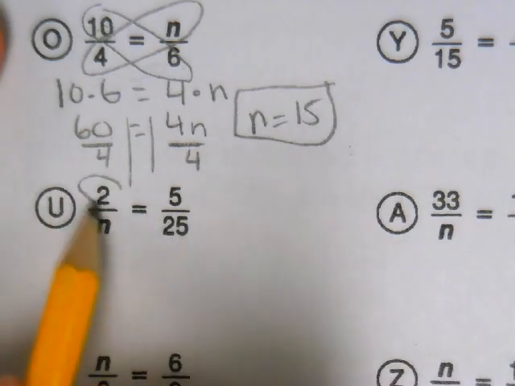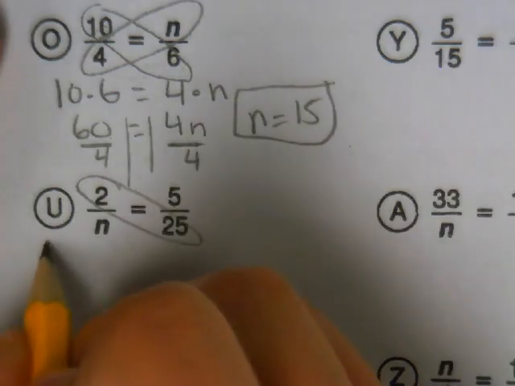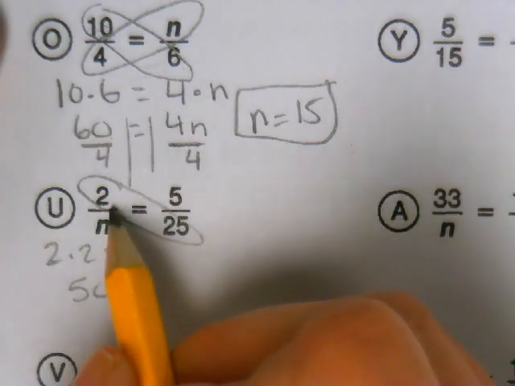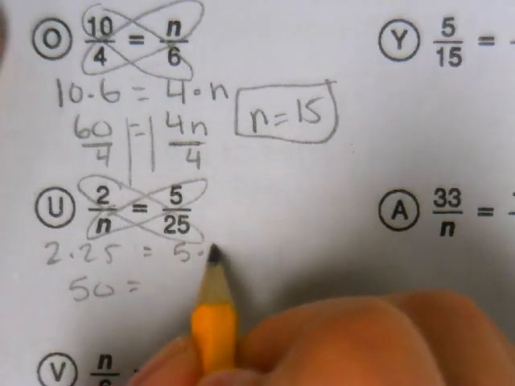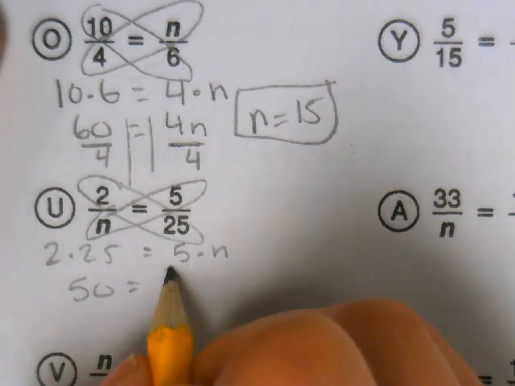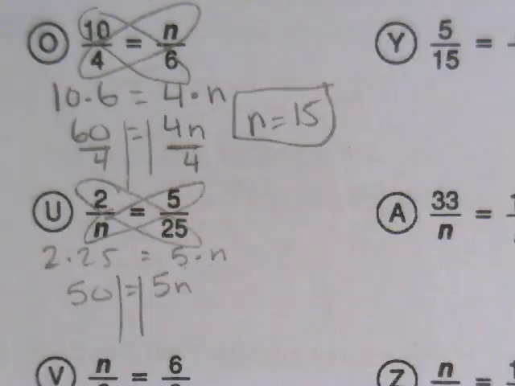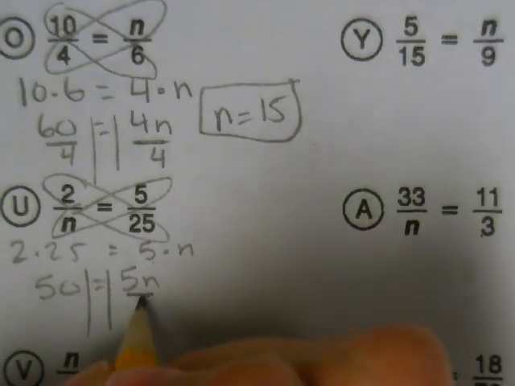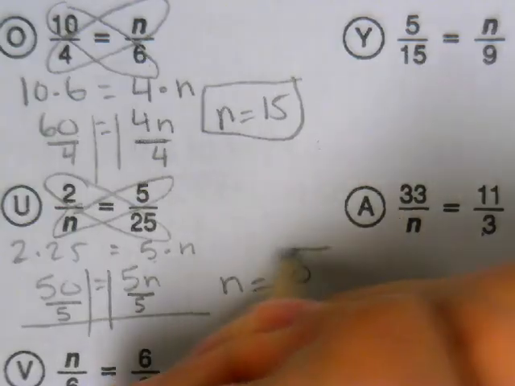So we're going to circle this. What's in this circle? 2 times 25, right? 2 times 25 is 50, is equal to what's in this circle? 5 times n, or n times 5, is 5n, right? So now I have a one-step equation. I have to get rid of the 5. Right now it's 5 times n, so the opposite would be to divide by 5, divide by 5. N equals 10. So n equals 10.